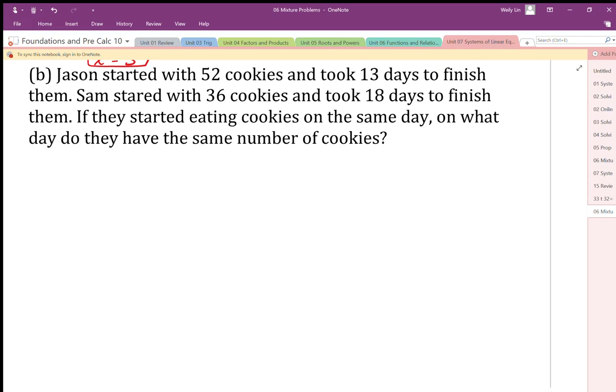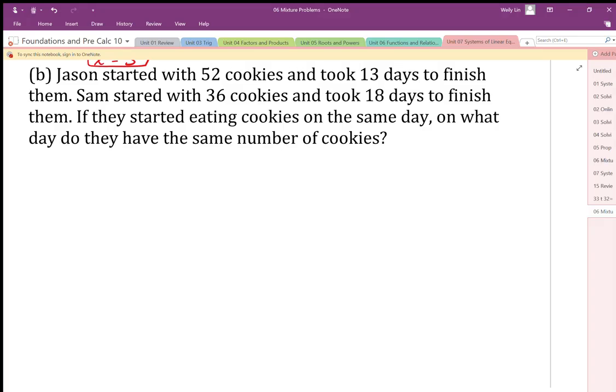So in this problem we have Jason starting with 52 cookies and it took him 13 days to finish eating them. Sam started with 36 cookies and it took him 18 days to finish eating them. So if they started eating cookies on the same day, what day do they have the same number of cookies?